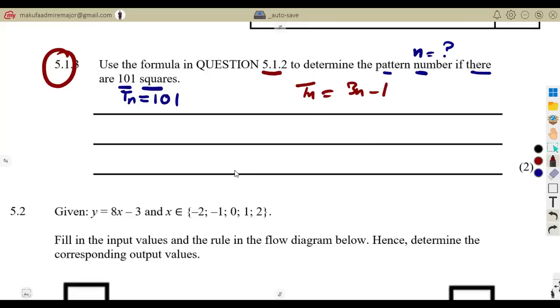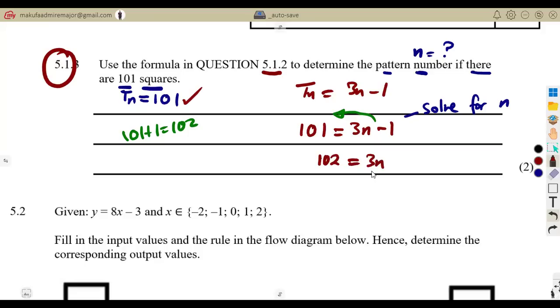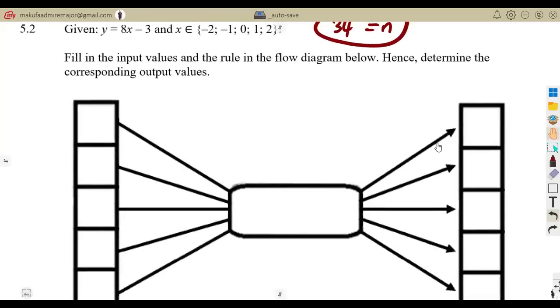It's an equation, because we have to substitute where Tn is 101, equal to 3n minus 1. In this case, you must solve for n. We are back to your equations. How? 101 plus 1, which is 102, is equal to 3n. Divide by 3 to find the value of n. So this was going to cancel. Remember, that's a product. 102 divided by 3 is 34, so we are going to have 34 as the pattern number in order for us to have 101 squares.